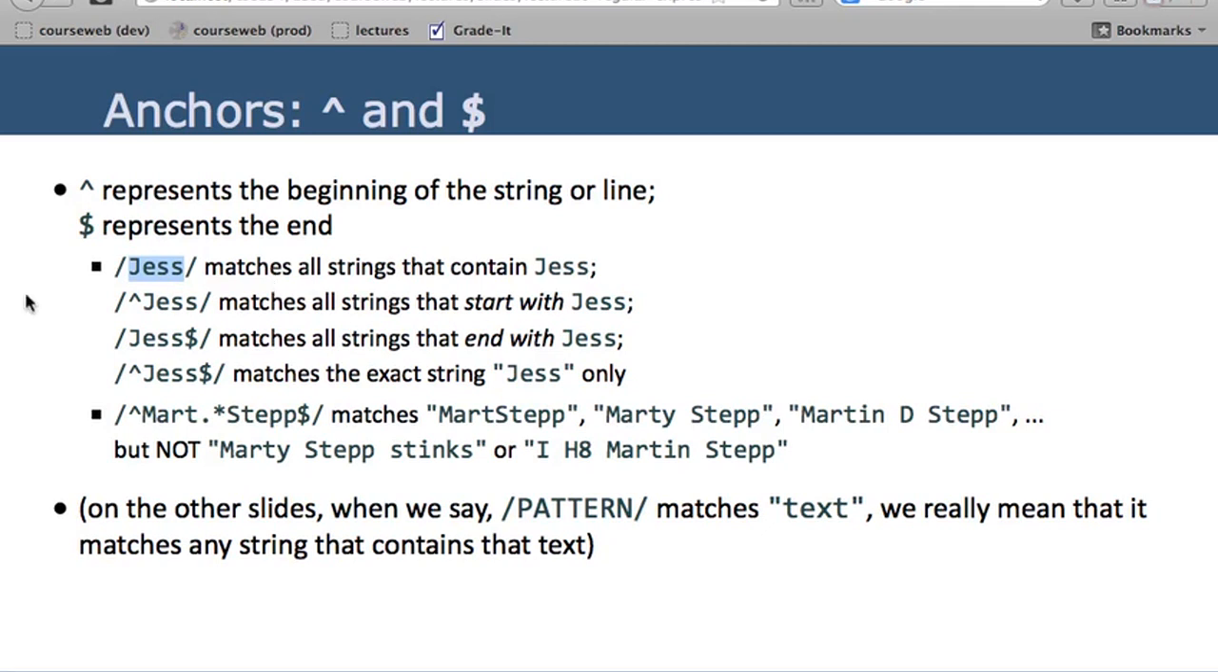If you want to ensure that it matches Jess at the beginning, then we put this caret before it to indicate that this is the start of the string. So start of the string followed by J, basically, is what that means. Same thing with the end, S followed by the end of the string. If you want to ensure that Jess is the entirety of the string, it's not just a substring, it's equal to the entire string, then we specify both the beginning and the end anchors. Beginning followed by J, followed by E, followed by S, followed by S, followed by end of the string.